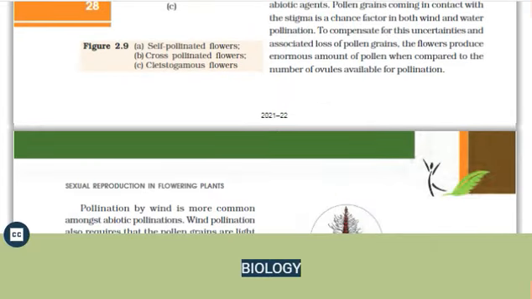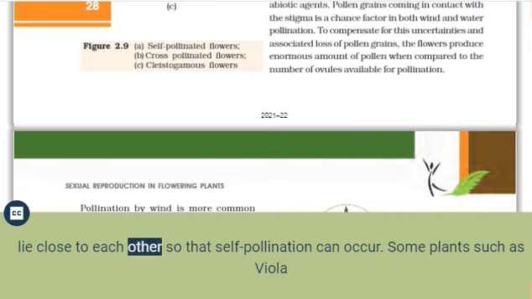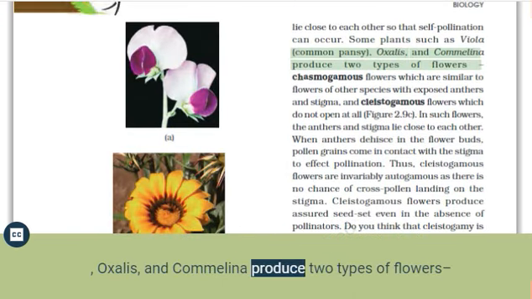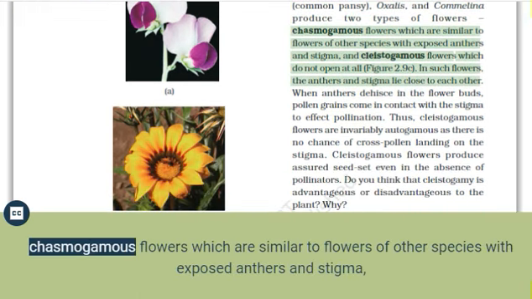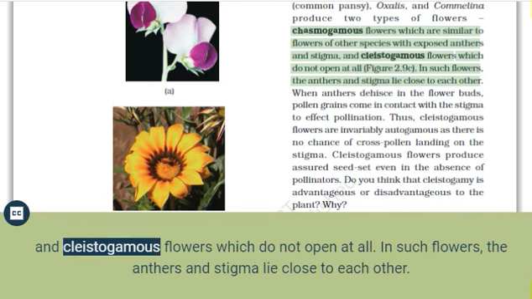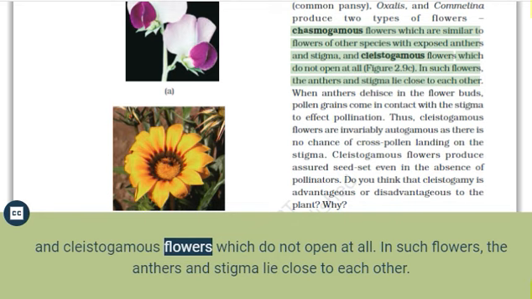Biology. Lie close to each other so that self-pollination can occur. Some plants such as viola, oxalis, and commelina produce 2 types of flowers: chasmogamous flowers, which are similar to flowers of other species with exposed anthers and stigma, and cleistogamous flowers, which do not open at all. In such flowers, the anthers and stigma lie close to each other.